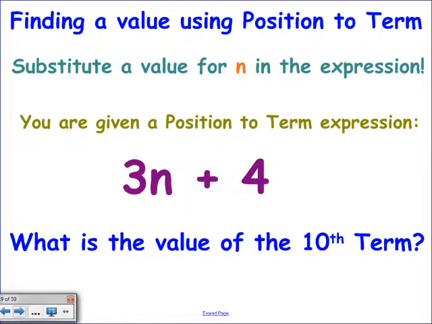And how did we get that, James? So 3 times 10, so I just swap my positional value for the number 10, gives me 30, and I add the 4. So it gives me the value 34 in position number 10 in my sequence.